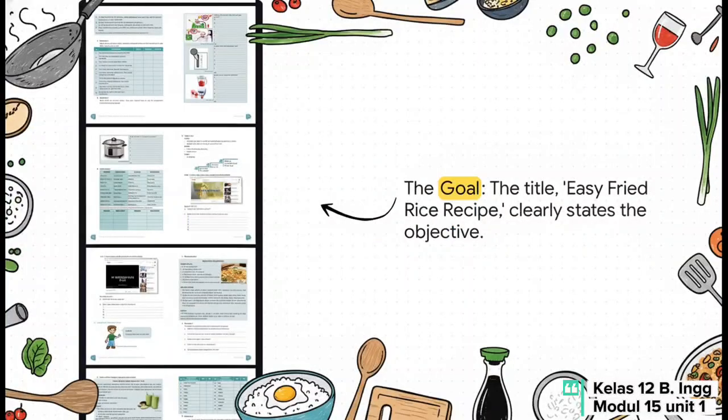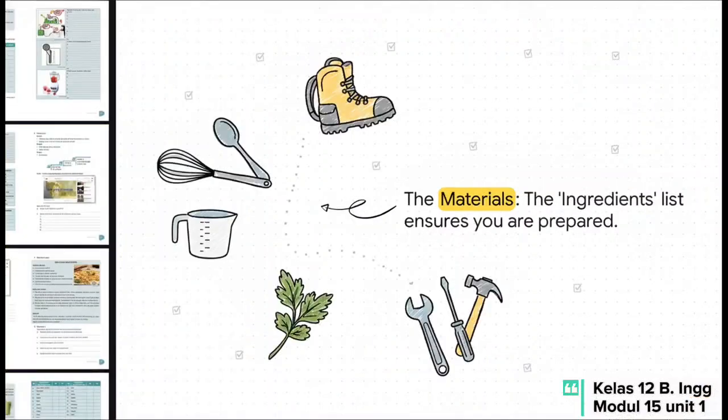First up, the goal. This is as simple as it gets. It's basically just the title. It's the what of your procedure. A title like Easy Fried Rice Recipe tells you exactly what you're setting out to accomplish. No confusion. Next, you've got the materials. This is your what-you'll-need list. And this part is so important. We've all been there, right? You're halfway through a recipe and you realize you're missing a key ingredient. The materials section is what's supposed to save you from that frustration.